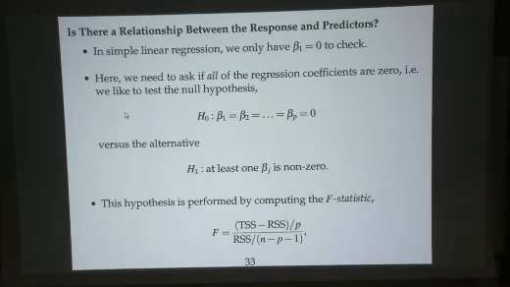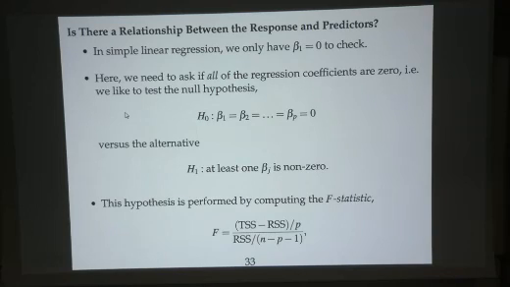So the first question is: is there a relationship between response and predictors? In the advertisement data set, we'd be asking whether there is a relationship between the sales and TV, newspaper, and radio. In simple linear regression, we only have to check whether beta 1 equals 0.